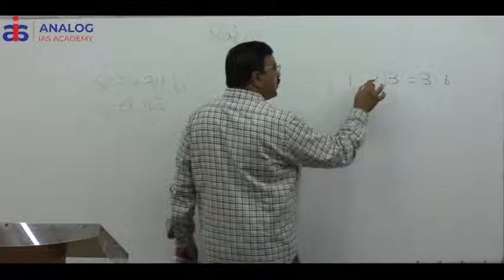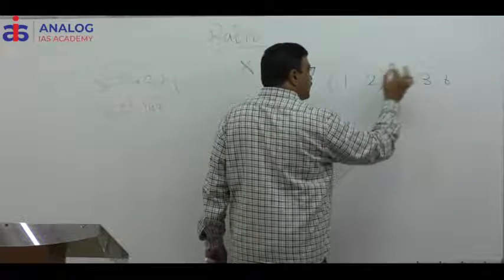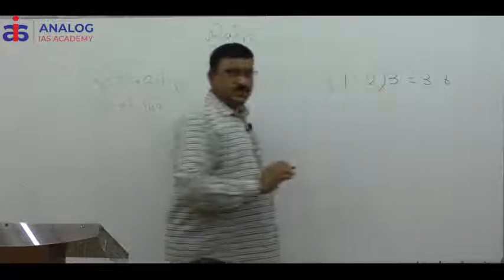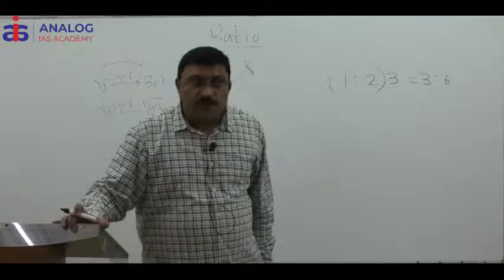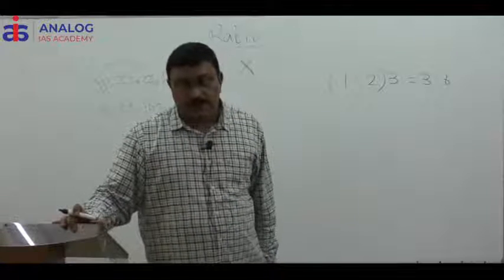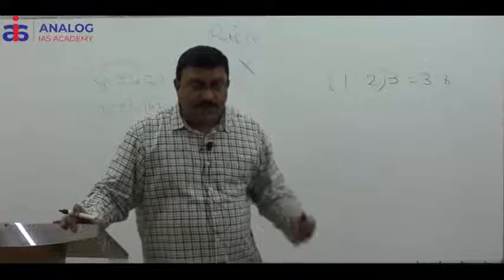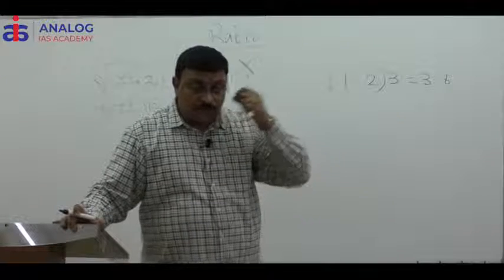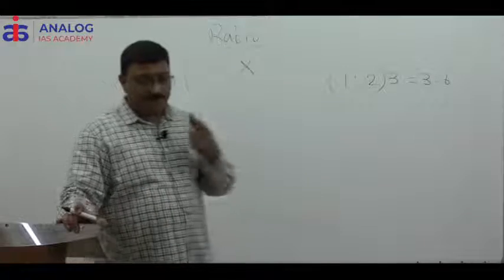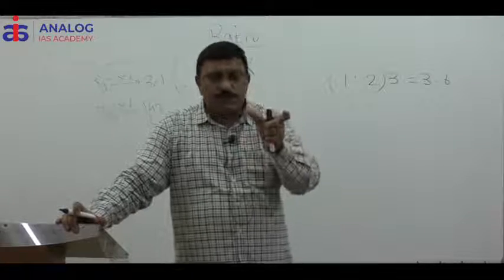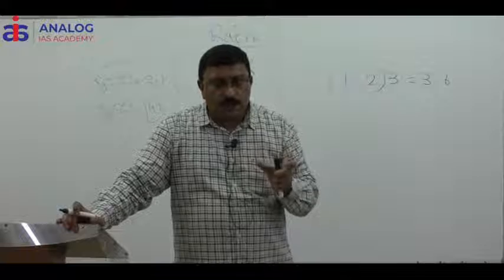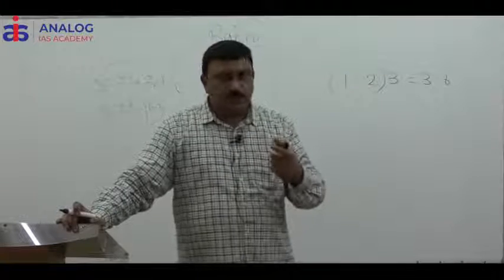So 1:2 into 3 means 1 into 3, that is 3, and 2 into 3 is 6, that is 3:6. So we will make use of this in entire calculations, right? Then coming to the part, now basic proportions, we have done the calculation of proportions. Now just take the questions on that, basic questions, typical questions, right?